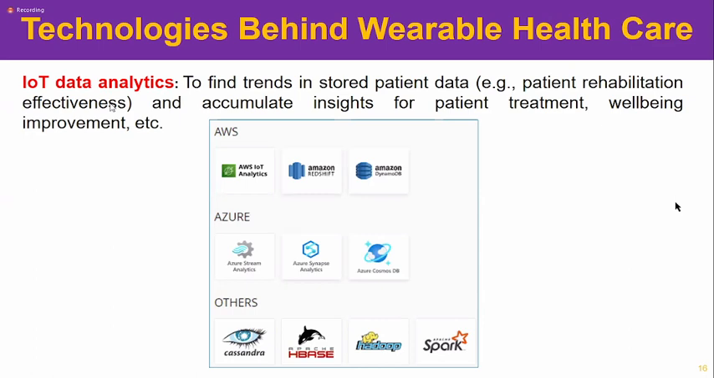Then the next layer is data analytics. What is the purpose of data analytics? It will analyze the data of a particular person over a period of time repeatedly, and it takes statistics about that patient. It finds trends in stored patient data, whether the health condition is improving for a patient. The doctor may suggest some medicine for 1 week, and we take that medicine, and we want to know whether the medicine is making any improvement in the patient's health.